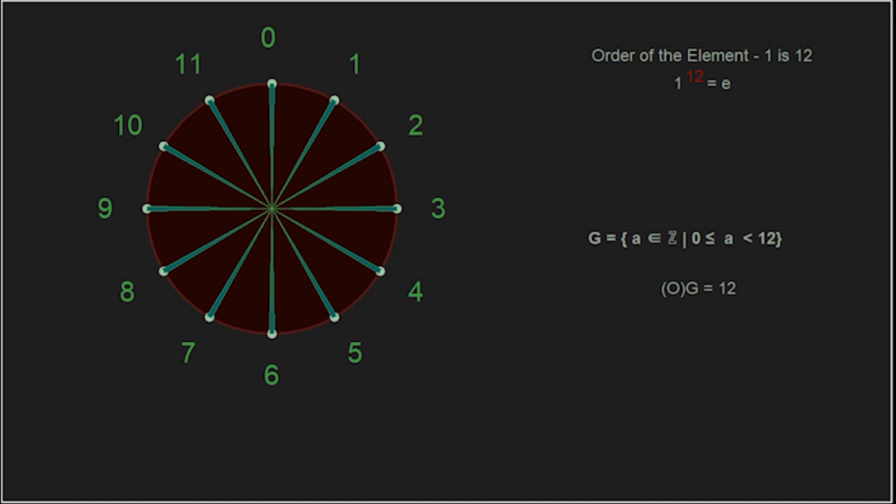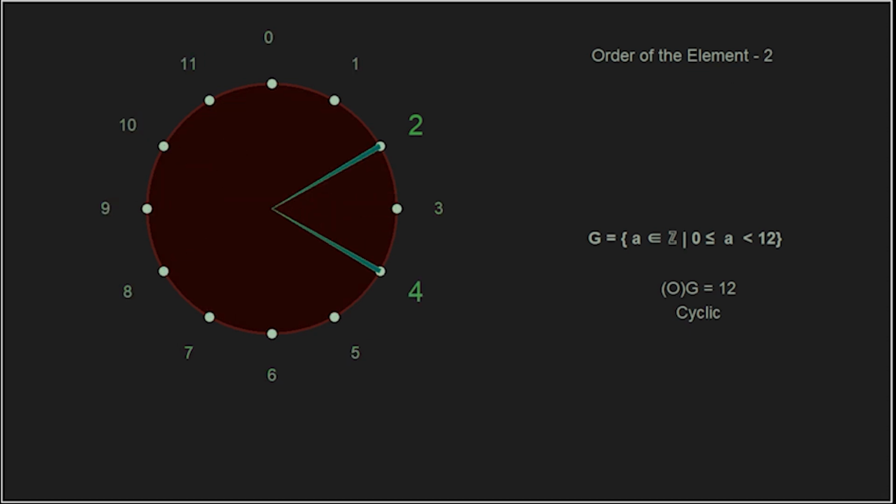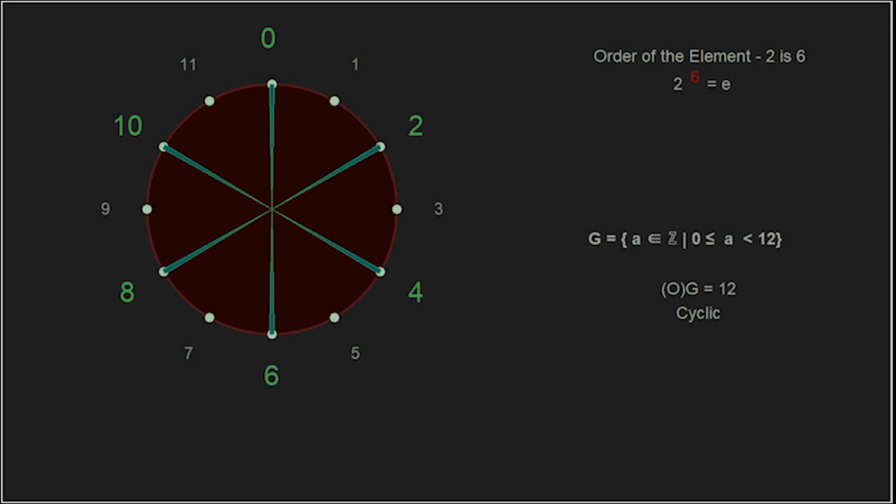When, under the operation, there is an element that generates all of the elements of the group, we say the group is cyclic, and that that element is a generator of the group. Now, let's look at the element 2. 2 plus 2 is 4, plus 2 again is 6, then 8, and 10, and then back to the identity. 2 has an order of 6, and since we did not generate any odd elements, we know that 2 is not a generator of the group.